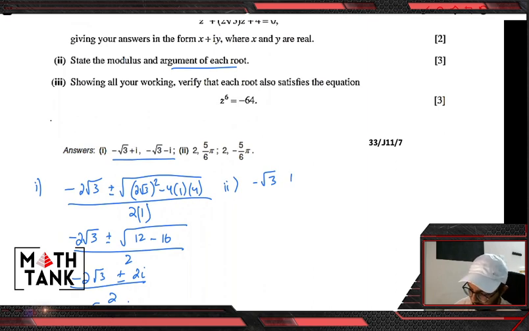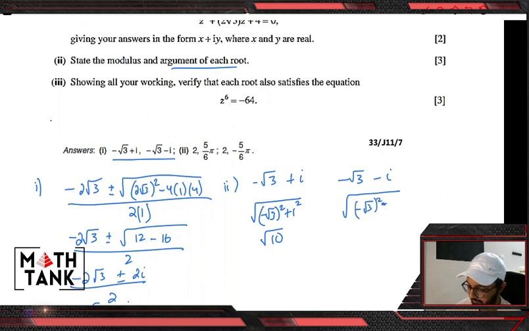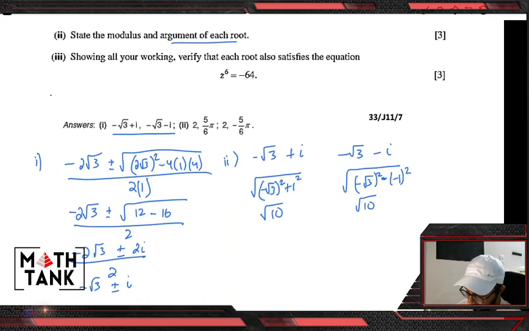Plus and minus. So the modulus is simple. It's the root of 10 and root of 10. This one is in quadrant number 2, and this one is in negative quadrant 2.